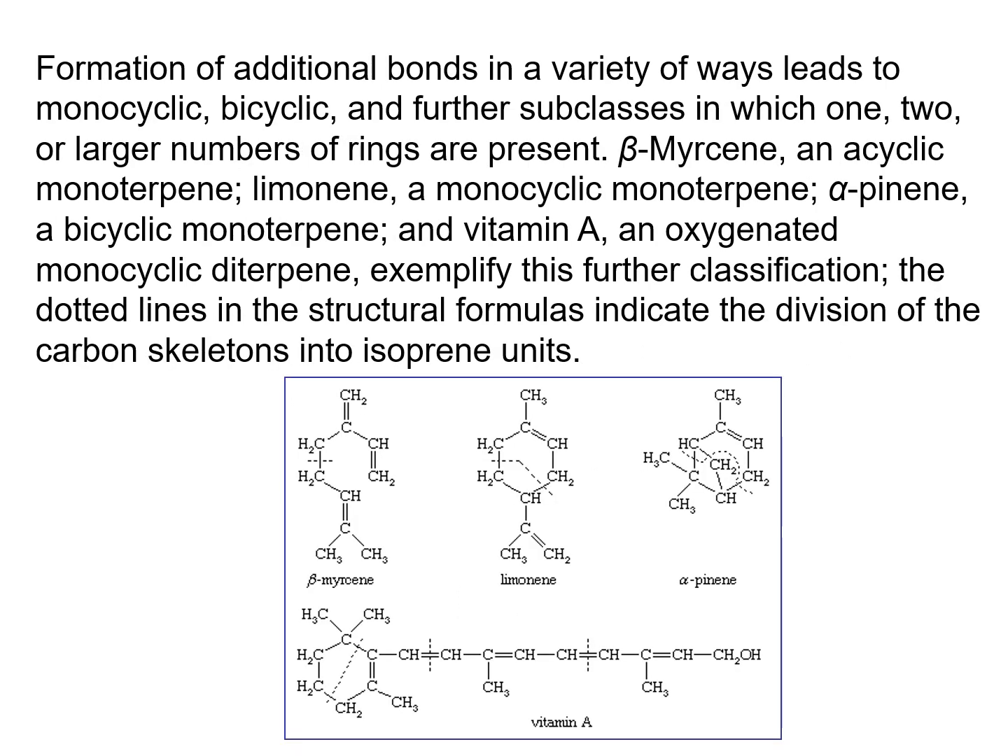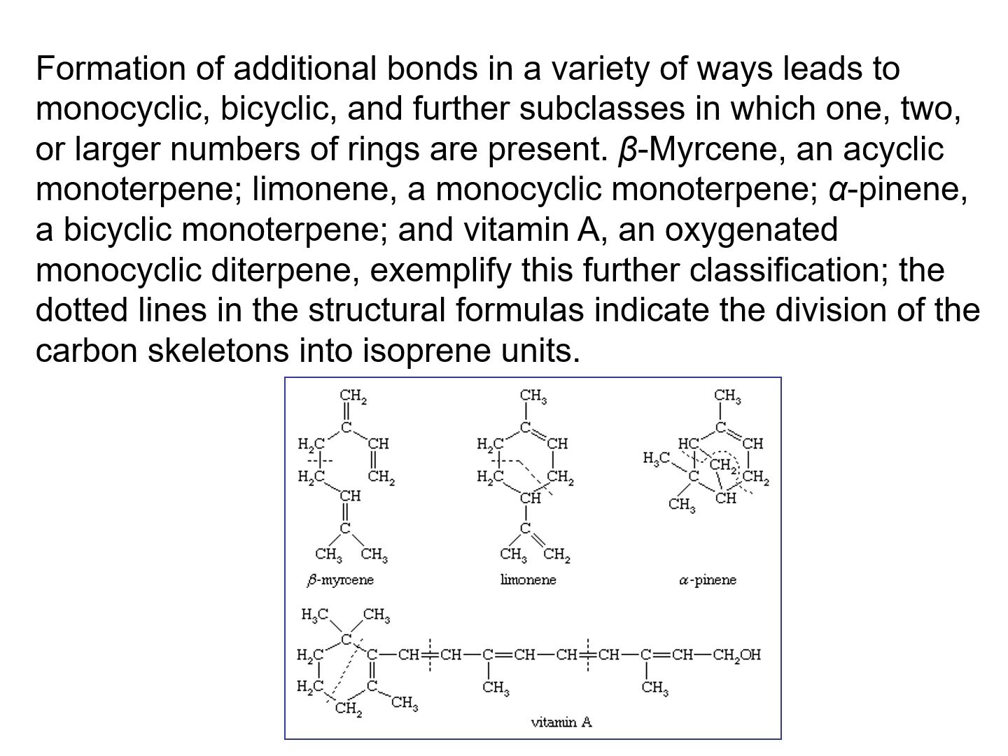So the formation of additional bonds in a variety of ways leads to monocyclic, bicyclic, and further subclasses in which one, two, or a larger number of rings are present. So beta-myrcene is an acyclic monoterpene, limonene a monocyclic monoterpene, alpha-pinene a bicyclic monoterpene, and vitamin A, an oxygenated monocyclic diterpene, exemplifies this further classification. The dotted line in the structural formula indicates the division of the carbon skeleton into isoprene units.